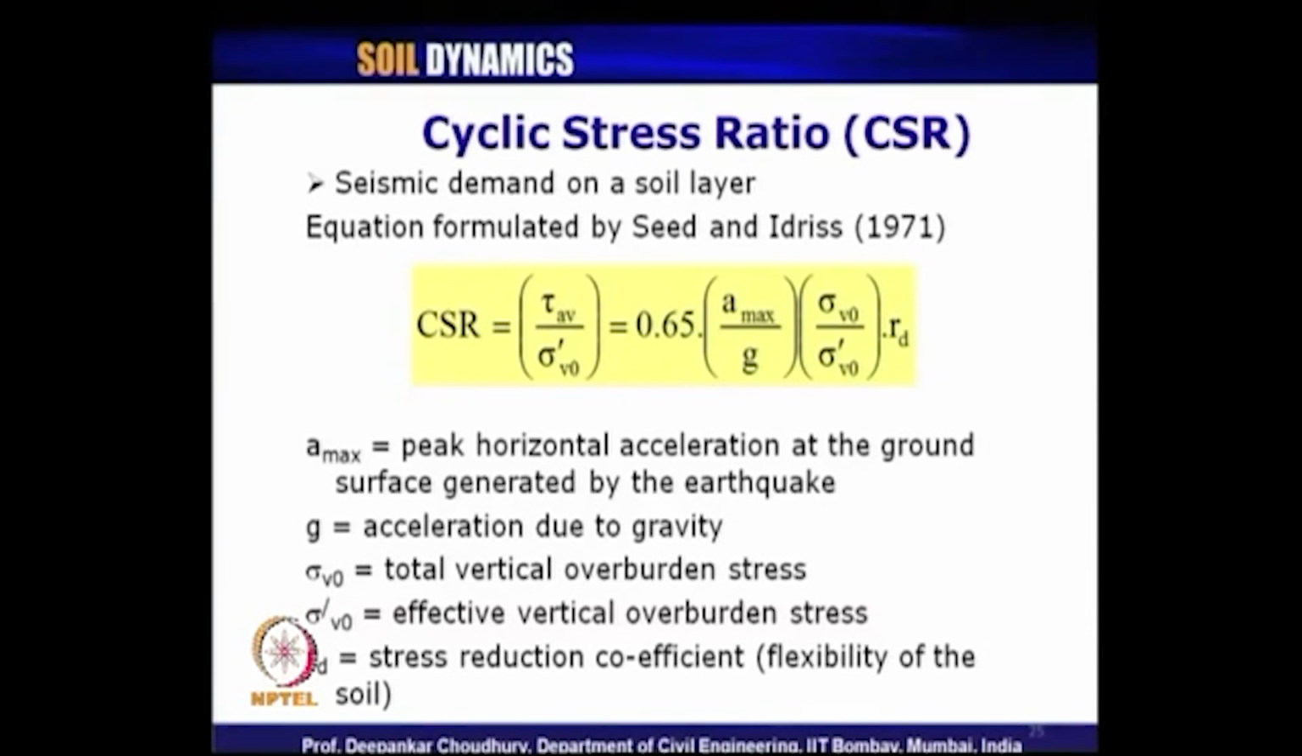Because it has been mentioned by Seed and Idriss that only about 65% of the cyclic shear stress is getting developed during the process of this liquefaction. So, while calculating the seismic demand, that 65% of the developed cyclic shear stress is calculated, which will give us eventually the average cyclic shear stress. So, that is why this number 0.65 came into picture in the equation.